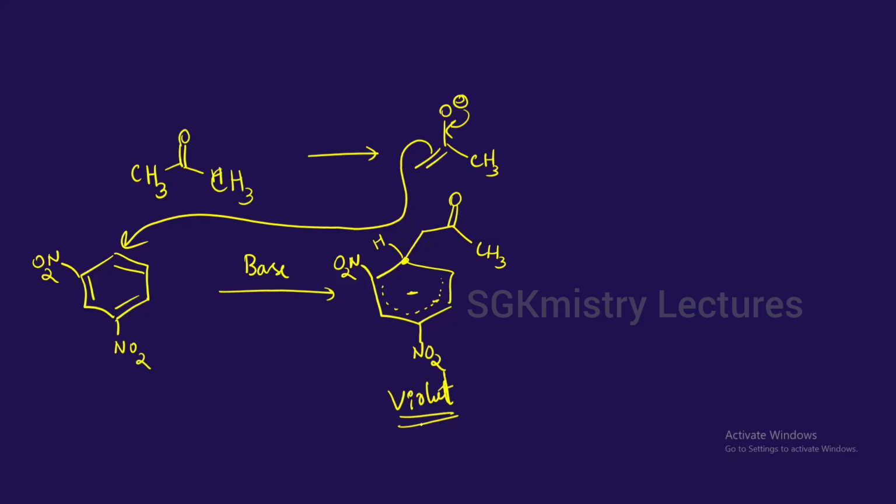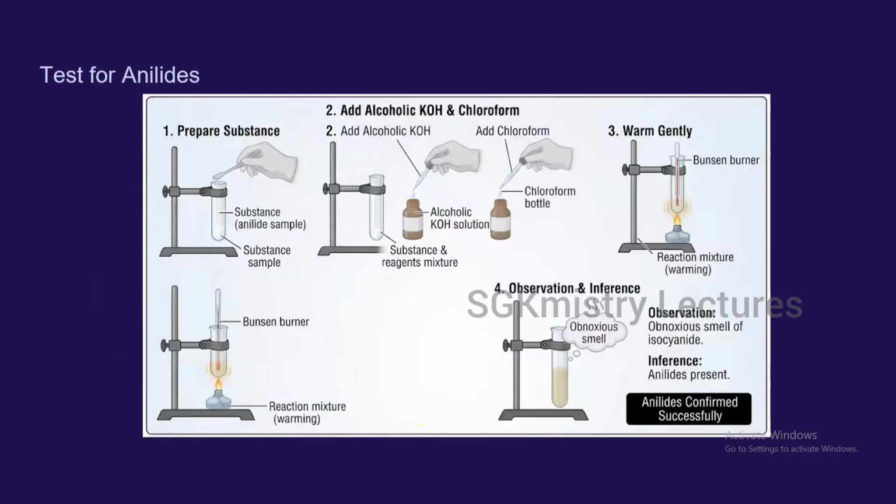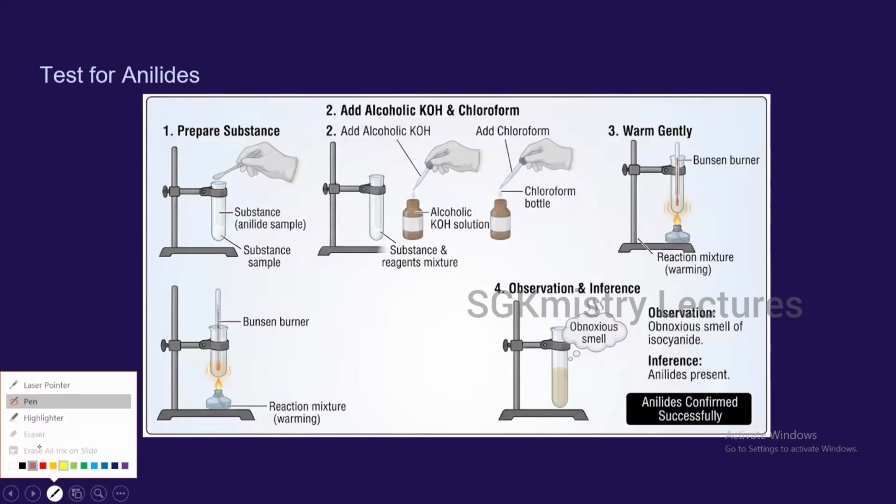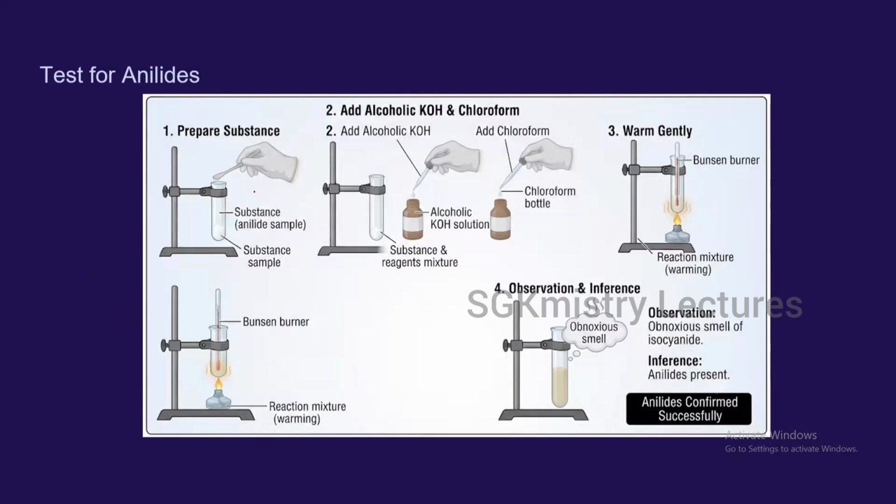So now let us look into the next reaction, that is the test for enzymes. First of all, you're going to take the substance in a dry test tube, and then to this, you're going to add the alcoholic KOH. Now to this, you're going to add chloroform, right? So this is similar to that of the isocyanide formation, right? So similar reaction. Once you add the chloroform, you're going to warm it gently. So when you warm, again, you're going to get the obnoxious smell of isocyanides.